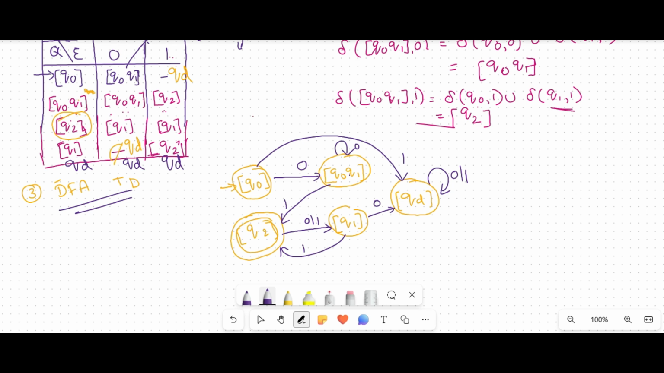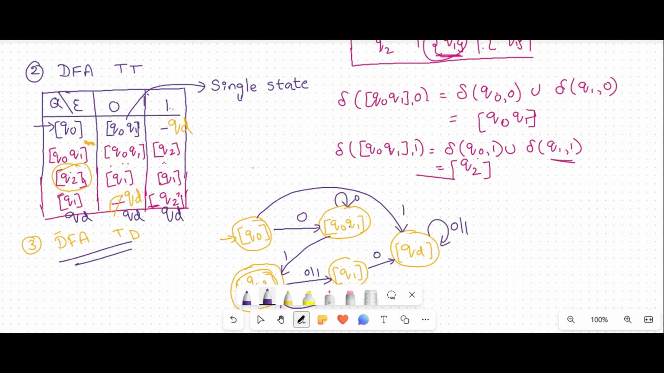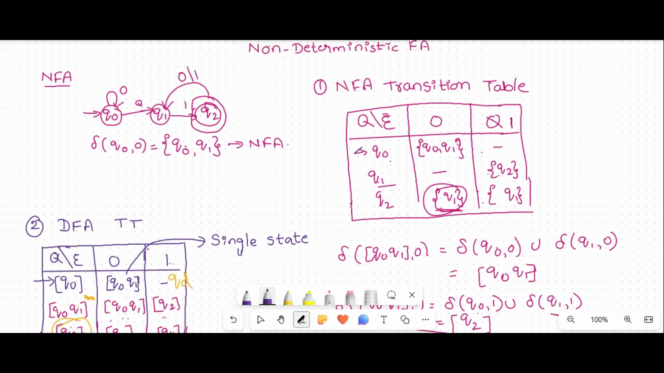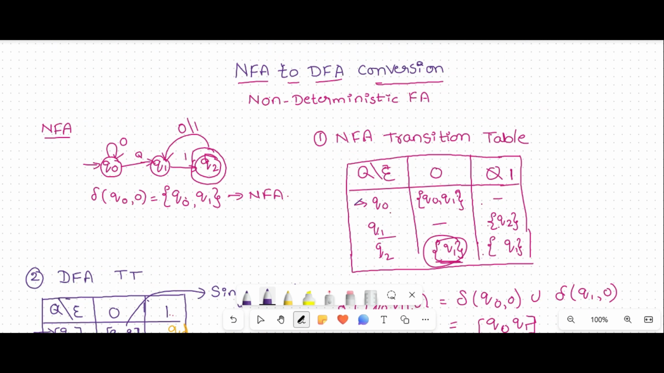And if you want to verify whether it accepts the same strings, remember here you are converting this NFA into DFA. Whatever strings are accepted by this NFA, the same strings should be accepted by the DFA. Otherwise you can say that whatever strings are rejected by the NFA, the same strings should be rejected by this DFA.